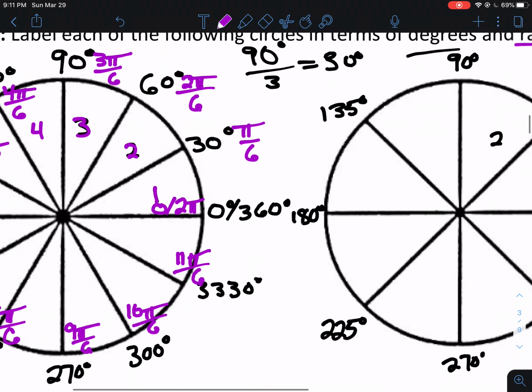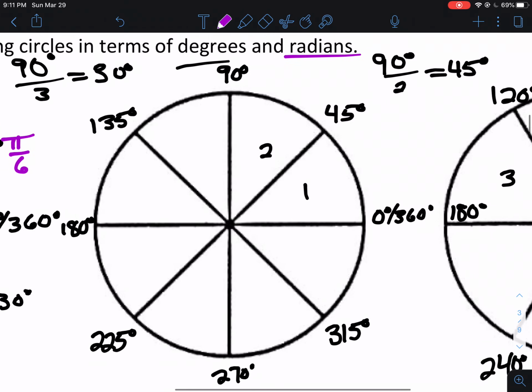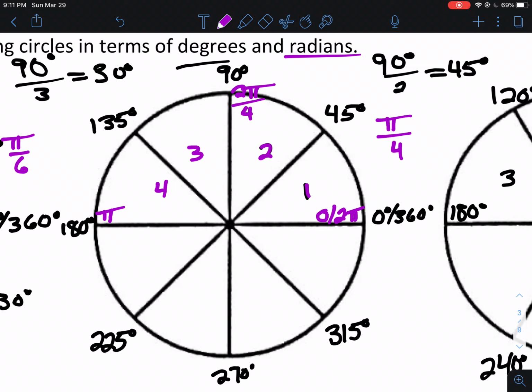Okay, let's do that again. So let's look at our next circle. And again, remember the full rotation would have to be 2 pi. Half of that would be 1 pi. And again, we're going to break that up into some sections. This time we're going to break that up into a total of 4 sections. So now instead of taking pi and dividing by 6, we're going to take pi and divide by 4. So that would be 1 pi over 4, 2 pi over 4, 3 pi over 4.